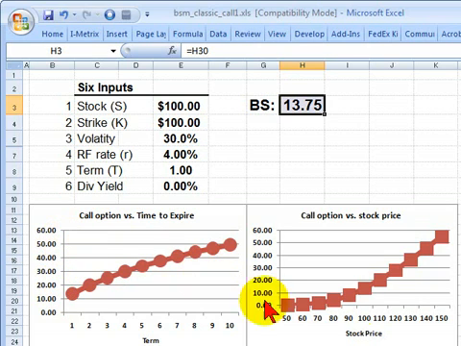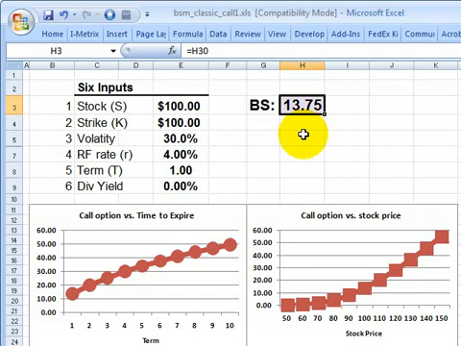So that's pretty intuitive. Here a more classic diagram of the nonlinear function that compares the stock price on the x-axis to the price or value of the call option on the y-axis. So as the stock price gets higher, we're moving to the right here, the value of the option gets greater because the option is becoming progressively more in the money.